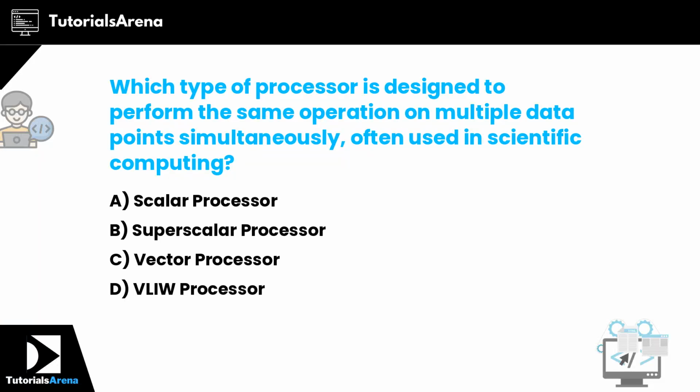Which type of processor is designed to perform the same operation on multiple data points simultaneously, often used in scientific computing? The correct answer is option C, vector processor.